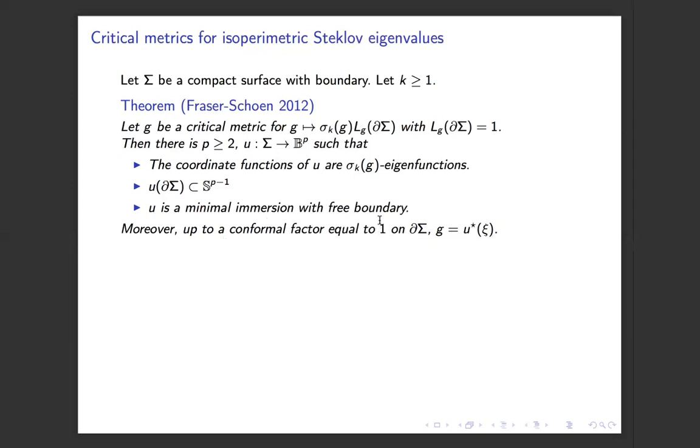because if you look at the Rayleigh quotients characterizing the eigenvalues, the numerator is the Dirichlet energy, which is conformally invariant in dimension 2, and the denominator only depends on the conformal factor on the boundary. So if we do not change the conformal factor at the boundary, the Steklov eigenvalue will be the same. That's why it's up to a conformal factor equal to 1. It's somewhat Steklov isometric.